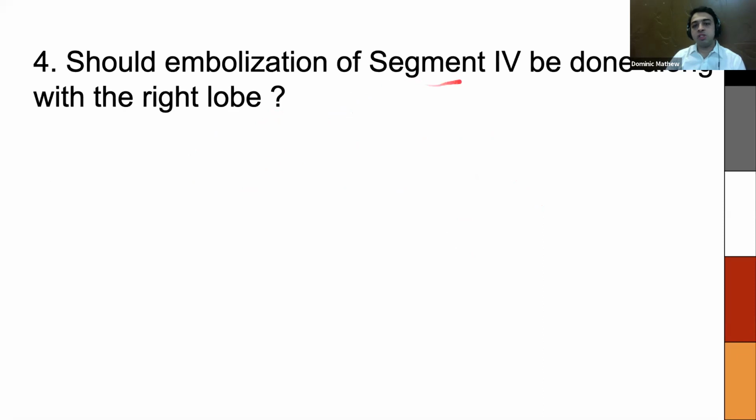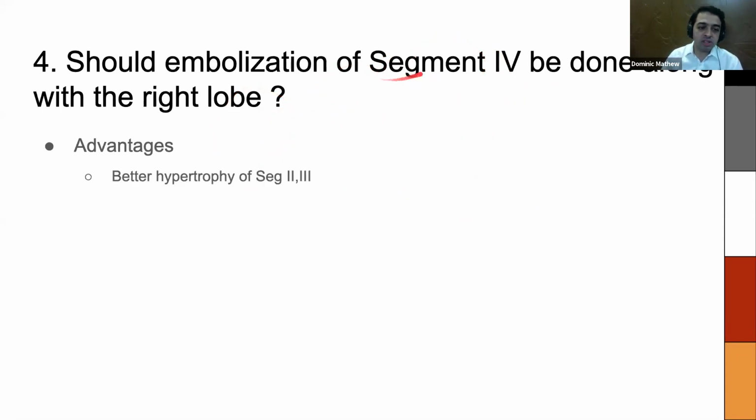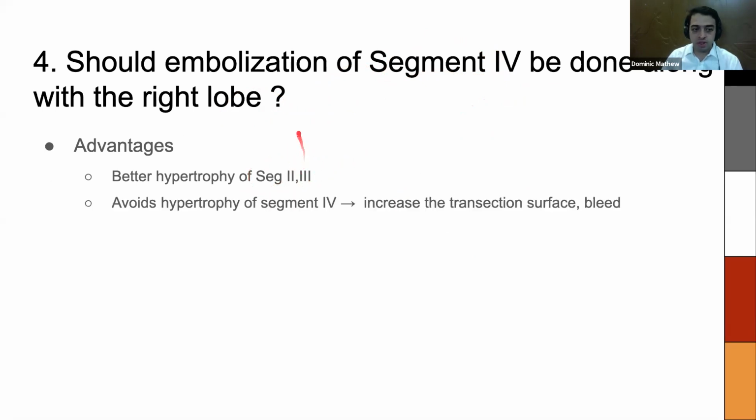And the question is, should segment 4 embolization be done along with the right lobe? We were keen to get segment 4 also embolized. The advantage for us is that it would lead to a better hypertrophy of segments 2 and 3. This would avoid hypertrophy of segment 4, which would actually increase the transection surface and lead to more bleeding. And we thought it might actually reduce the progression of the tumor in segment 4.